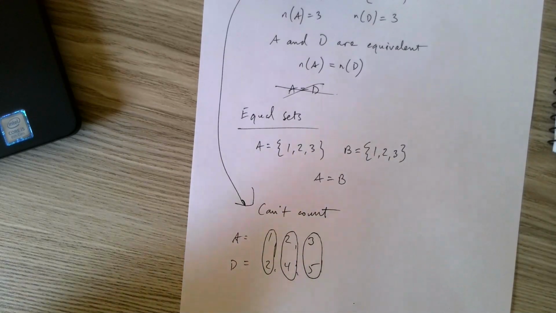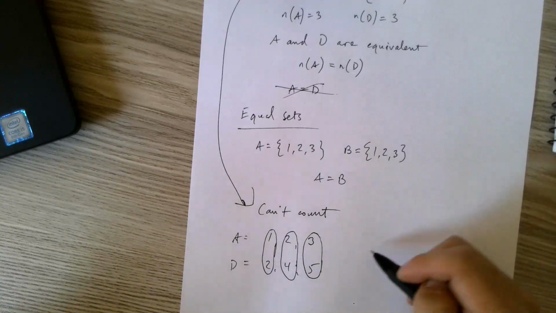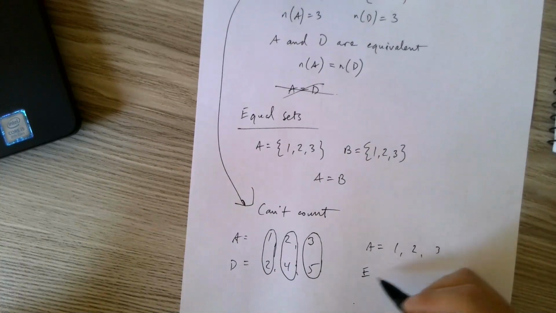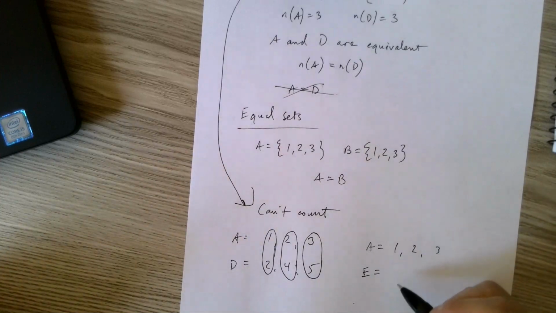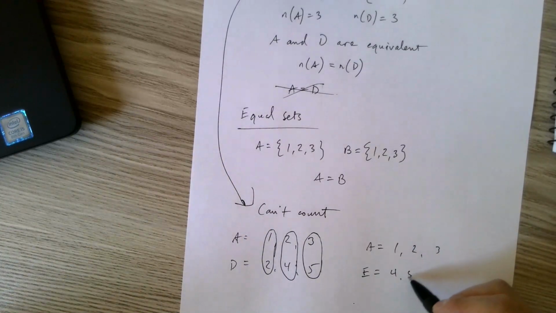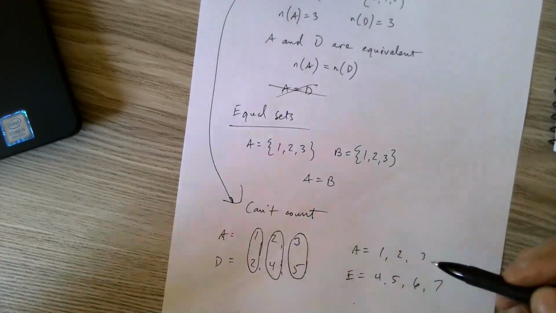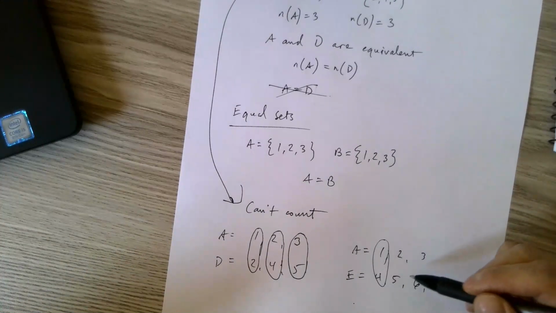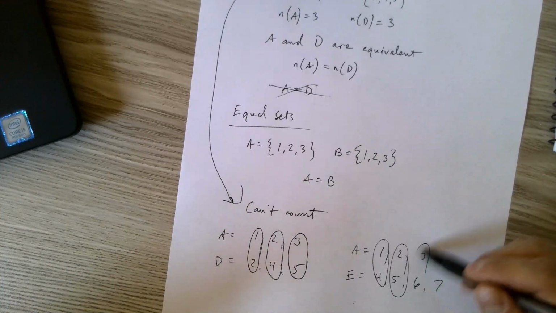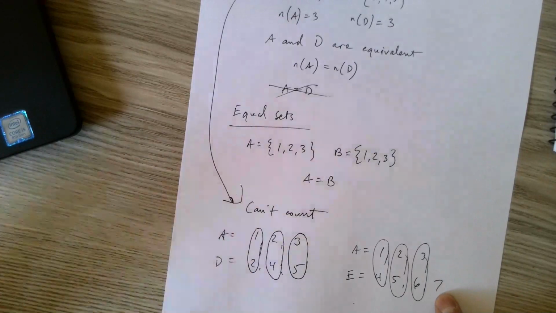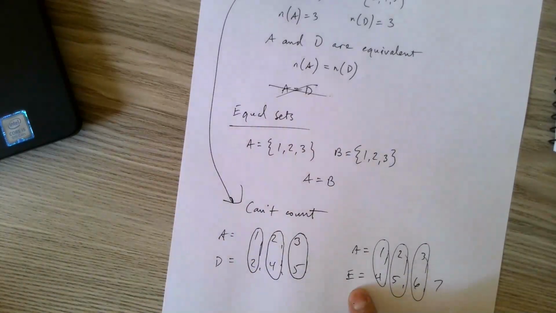Now, what would happen if they were not equivalent sets? Okay, I'll make us a new set called E, and let's just make it 4, 5, 6, 7. And I'm going to do the pairing up again. Uh-oh, there's one left over. That must mean that set E has more. So they don't have the same cardinality.